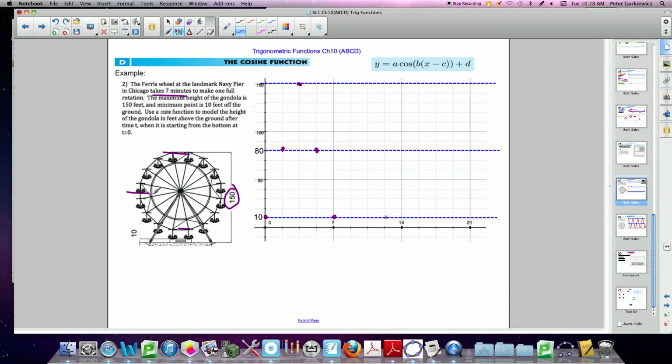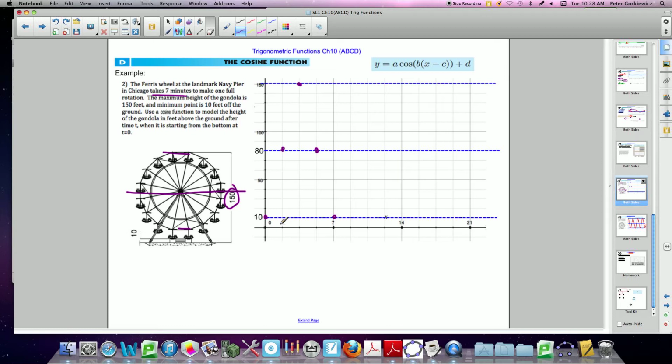Let's get that better. That's not much better, but this is 80, right? So I go up, I hit 80 feet, which is my equilibrium. I max out, so that was here. I max out halfway to 7 minutes, which is 3.5 minutes. I come back down to this equilibrium point here, and then I bottom out again here, right? Okay.